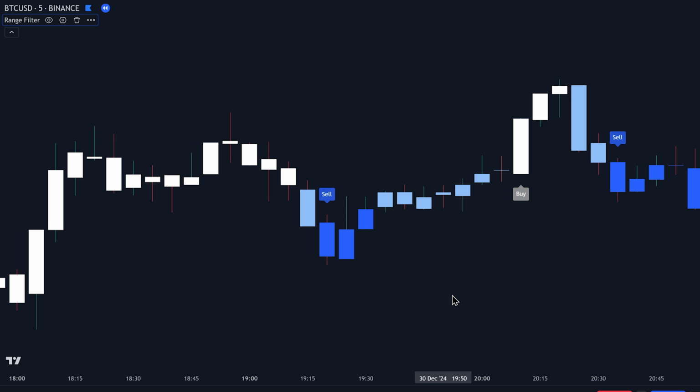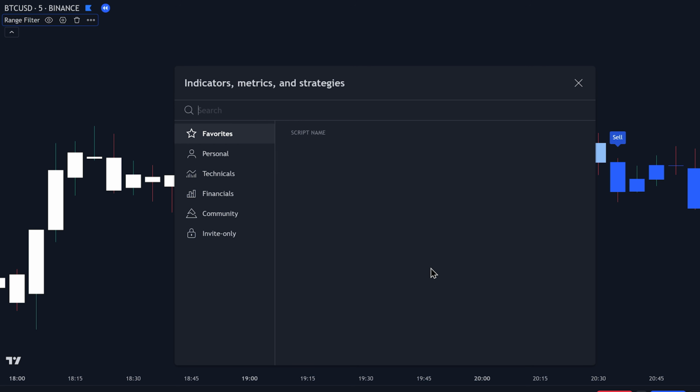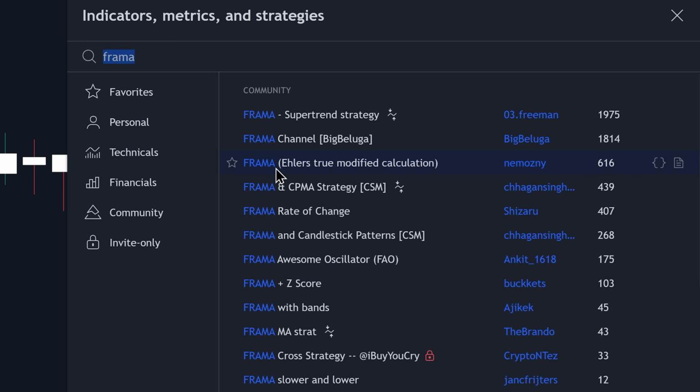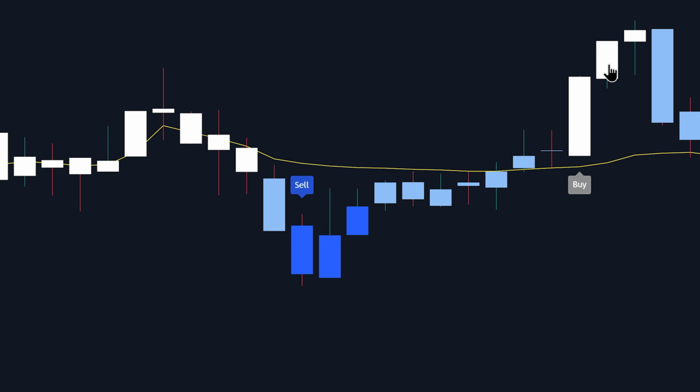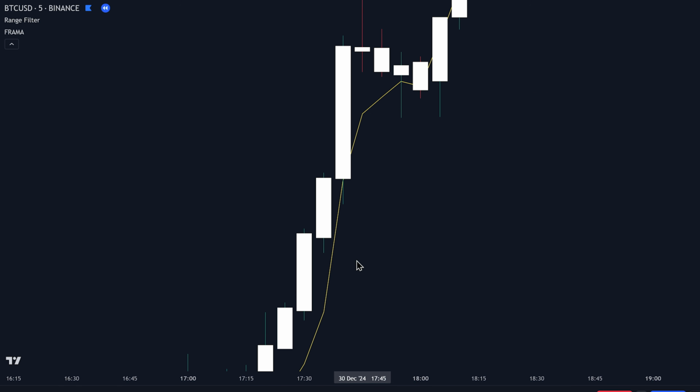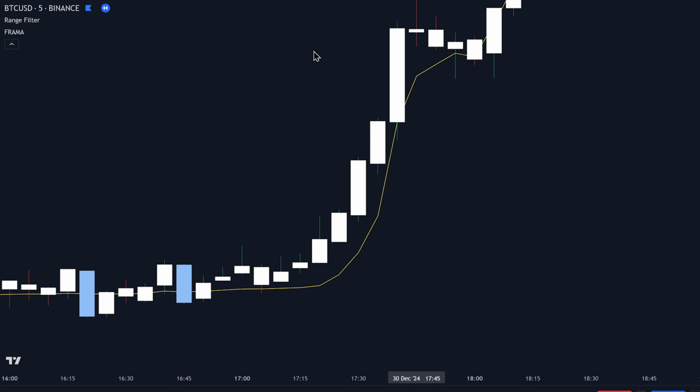Next, let's add the second key indicator, the FRAMA indicator. To add the FRAMA indicator, navigate to the Indicators tab again and search for FRAMA. When the results appear, choose the version titled Euler's True Modified Calculation. This specific version is the one we'll use for the strategy. Once selected, close the search box to return to your chart. The FRAMA is essential for detecting the strength and direction of market trends. Unlike traditional moving averages, it adapts to market volatility, which helps to distinguish between trending and ranging markets.